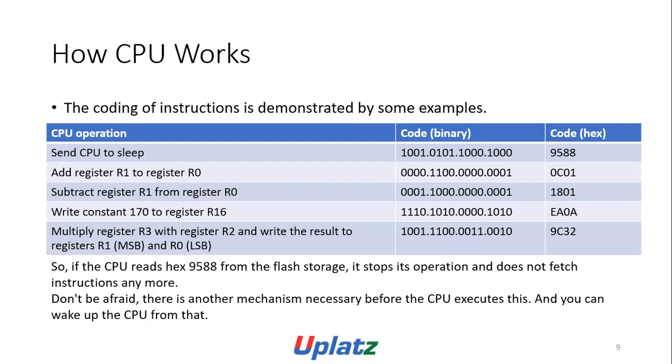So if the CPU reads hex 9588 from the flash storage, it stops its operation and does not fetch instructions anymore. Don't be afraid. There is another mechanism necessary before the CPU executes this, and you can wake up the CPU from that.